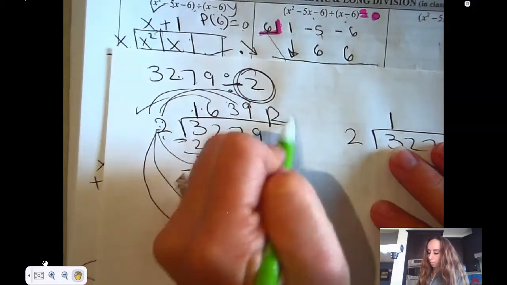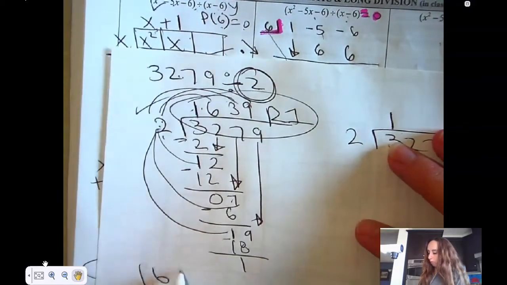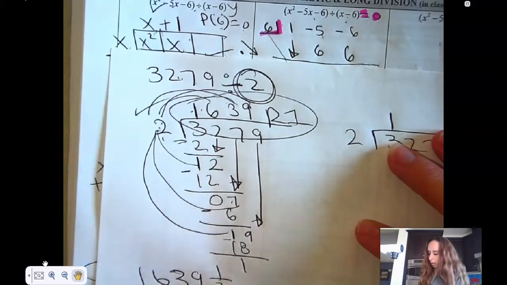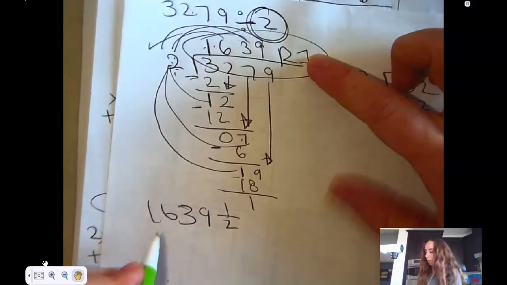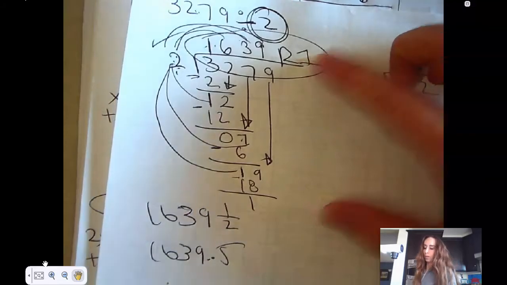So is this a factor of this? No. Why? Because there's a remainder. What do you get when you divide this? 1639 and 1/2, or 1639.5. Okay?